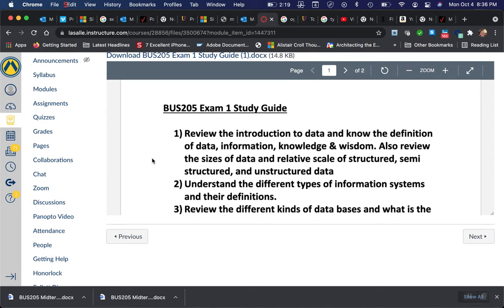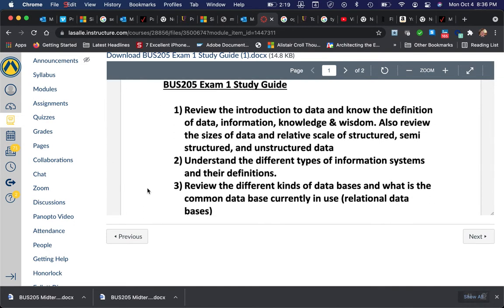Also, we walked through the different types of information systems and their definitions. You want to be familiar with what they are, the different types, what they do, what their role is, and the types of jobs they do.